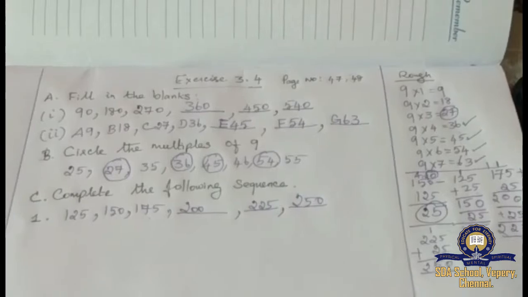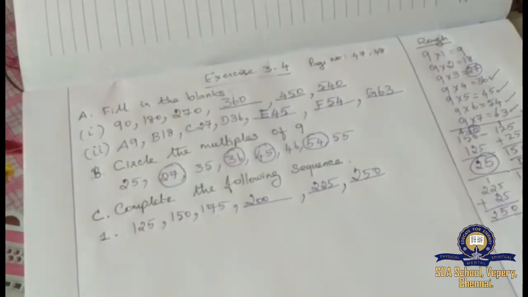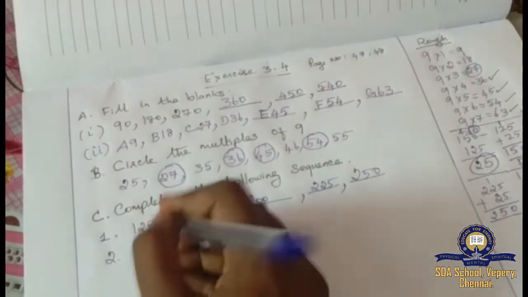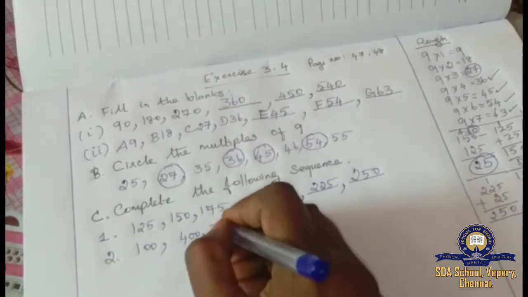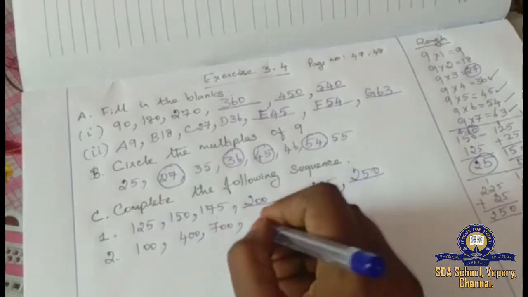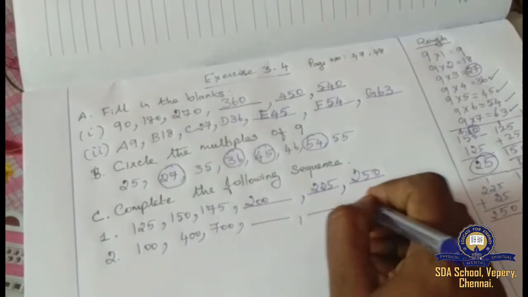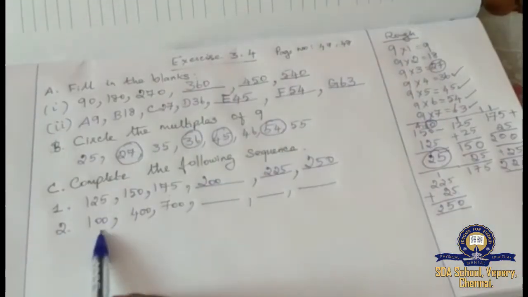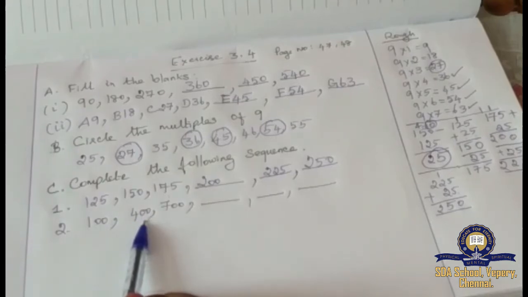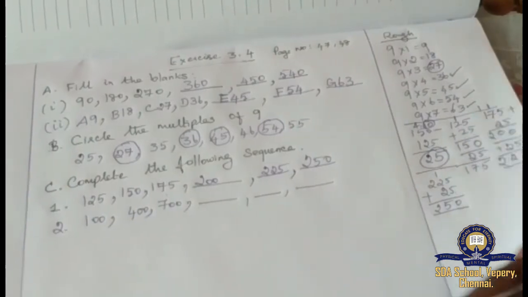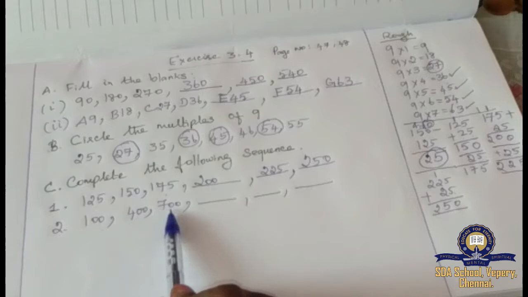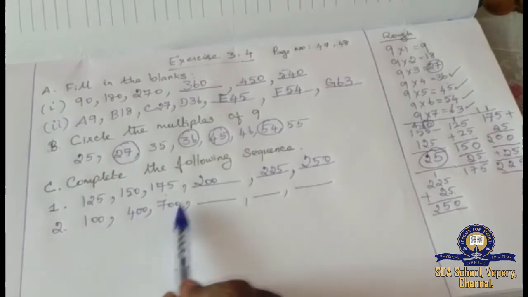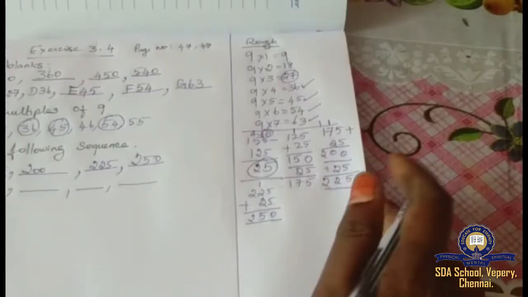Okay. So the next sum. Second sum. 100, 400, 700. Then you have to find out the remaining. So first number is 100. Second number is 400. What is the difference? 4 minus 1, 3. So 300 is the difference. So you have to add 300 to 700. 700 plus 300. What is this?